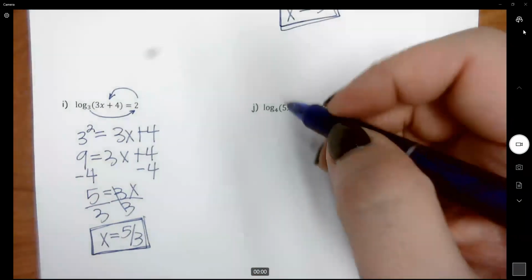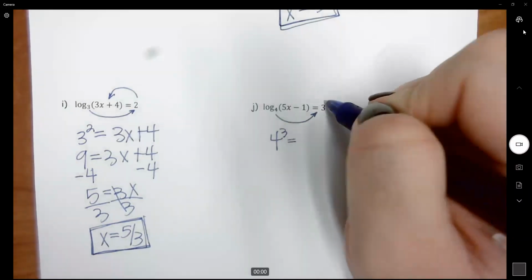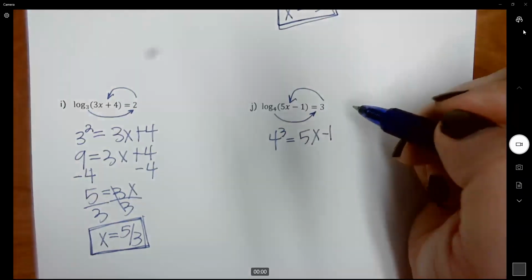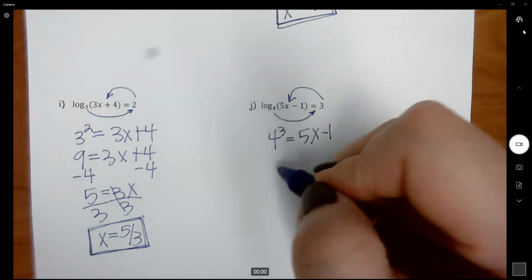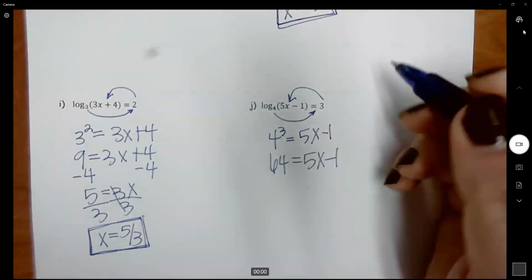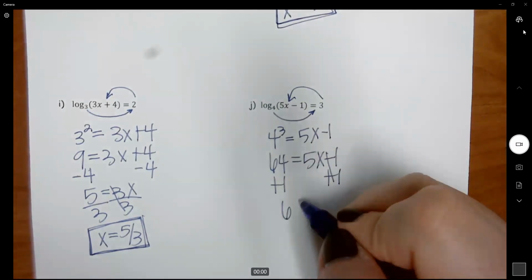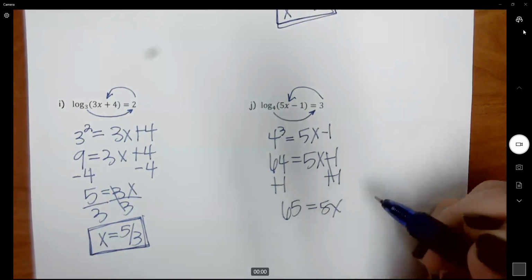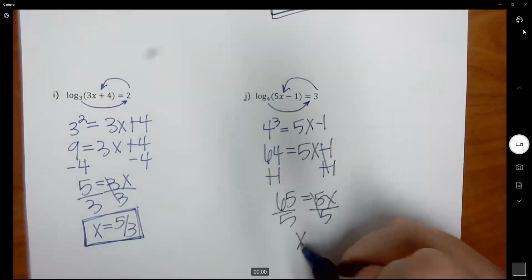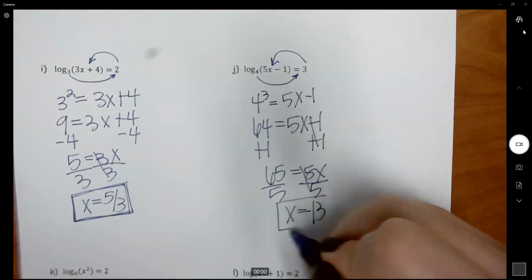Exact same thing here. 4 cubed equals 5x minus 1. 4 cubed is 64. Let's add your 1. So 65 equals 5x. Divide by 5. And x equals 13.